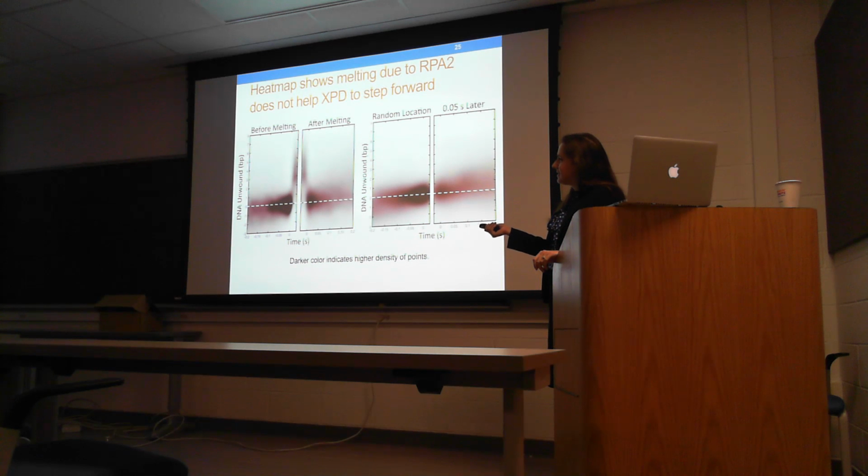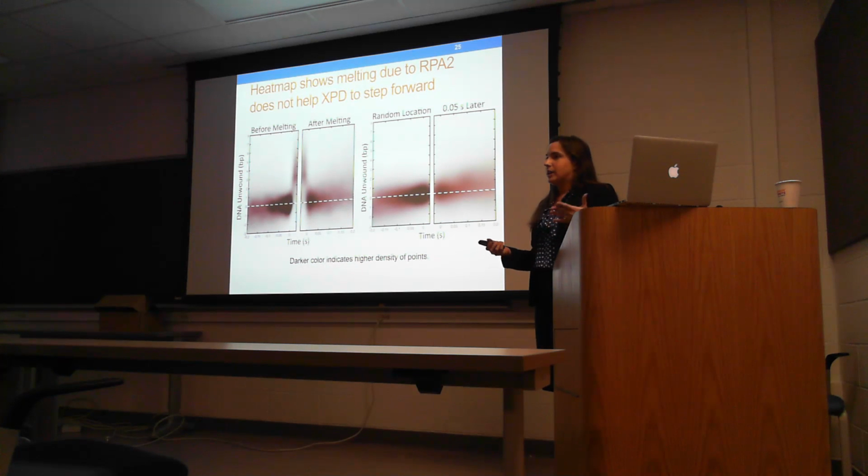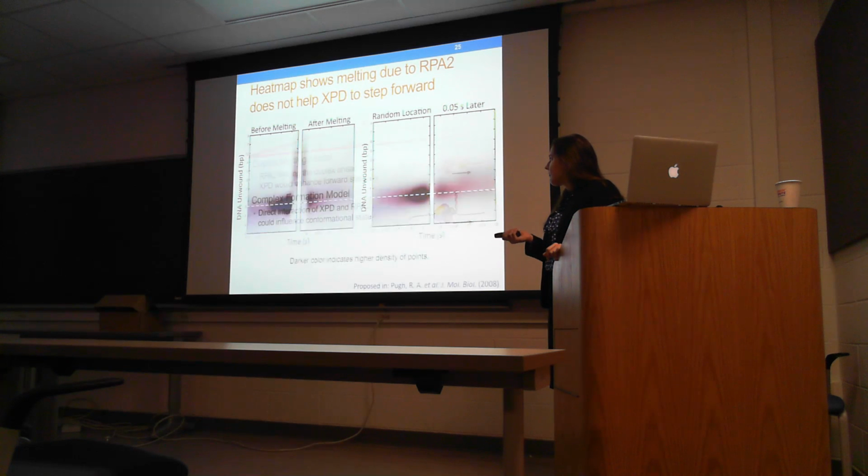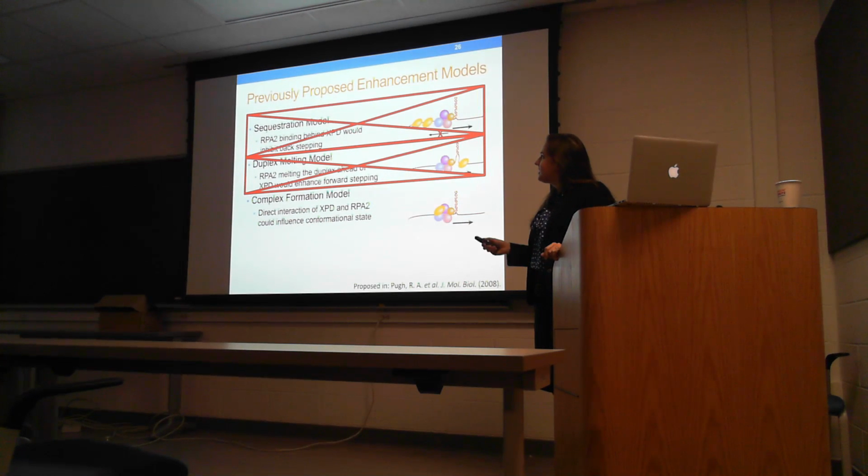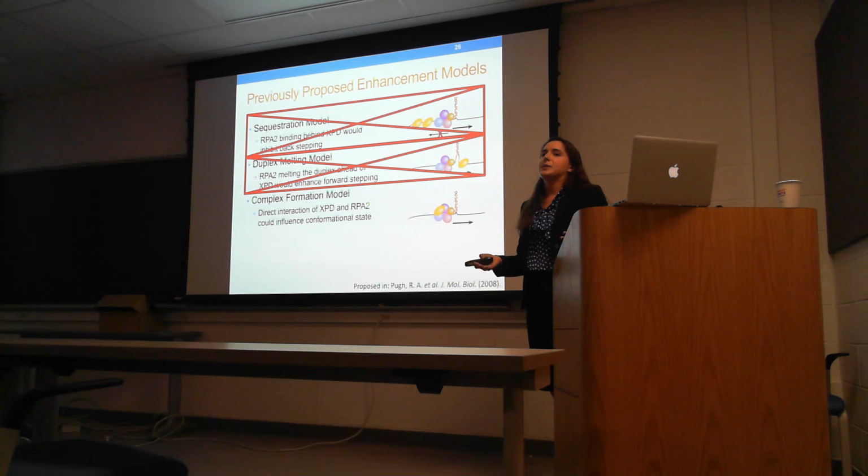And there's perhaps a slight peak above 0 here. But it's no different from selecting a random location and looking at a time 50 milliseconds later. So RPA2 doesn't seem to help XPD unwind anymore, or at least these melting events aren't helping XPD to unwind any more than it already is. So to me, that indicates the duplex model is out. Yes, RPA2 is melting, but it's not helping XPD move forward.